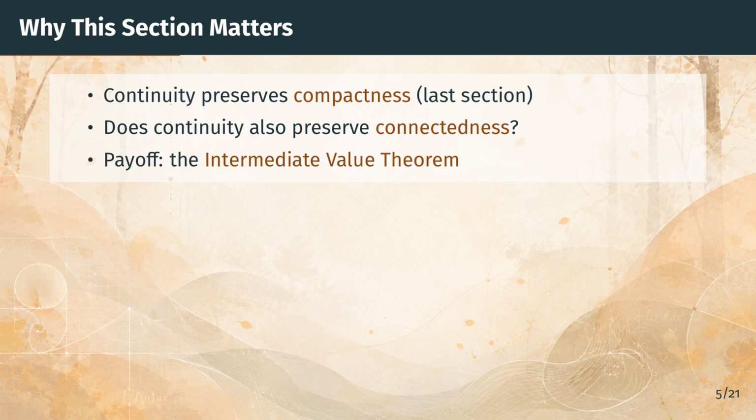And the reward for answering yes is substantial. The fact that continuity preserves connectedness is exactly what makes the Intermediate Value Theorem true. That theorem is the rigorous version of an intuition everyone has from calculus. If a continuous function starts below a level and ends above it, then somewhere in between it must hit that level exactly. Let's now make all of this precise, starting with a quick reminder of what connected means.